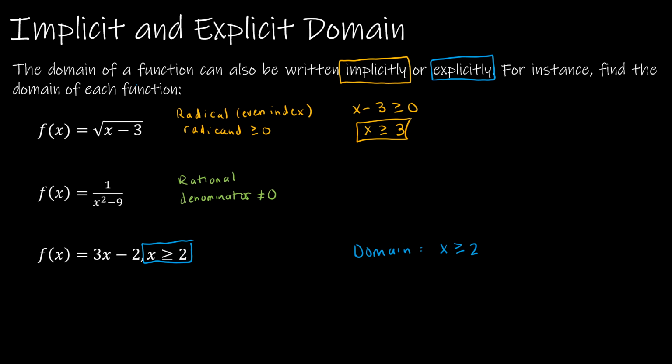So how do I determine the domain? I take the denominator and say that can't equal 0. So x squared cannot equal 9 if I add 9 to each side. Take the square root of each side. x cannot equal plus or minus 3. So that's how I would describe the domain: I can put in any value that I want except for positive or negative 3.